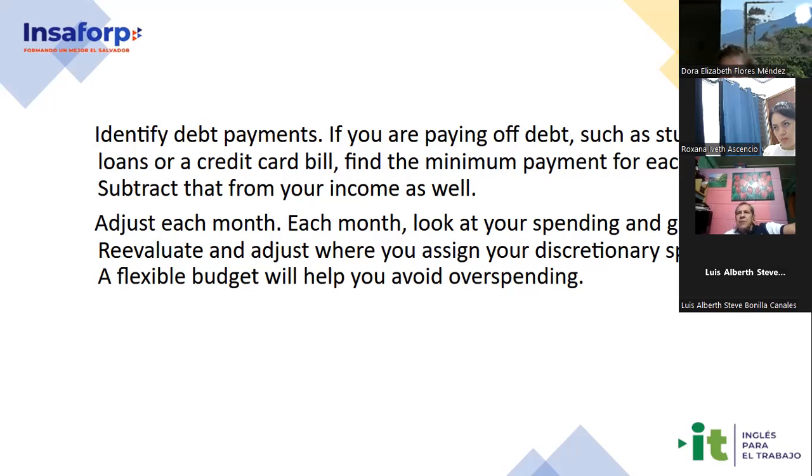Identify debt payments that you're paying off, such as student loans or a credit card bill. Find the minimum payment for each debt. Subtract that from your income as well. Adjust each month, and look at your spending and goals, reevaluate and adjust where you're assigning your discretionary spending. A flexible budget will help you avoid overspending. Good. What do you get from that?